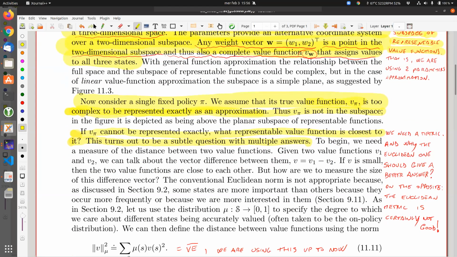Now, this gives a natural question. If this value function cannot be represented exactly, what is, between the representable value functions, that is the points in the plane of the parameters of the approximators, the point which is closest to this other point? Okay, you are saying, okay, what's the question? You are given a plane, you have a point outside the plane, and you are asking what is the point closer to that plane? Yes, exactly.